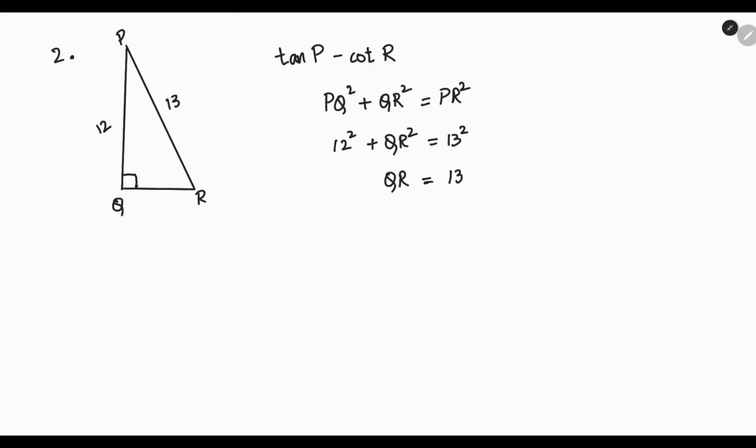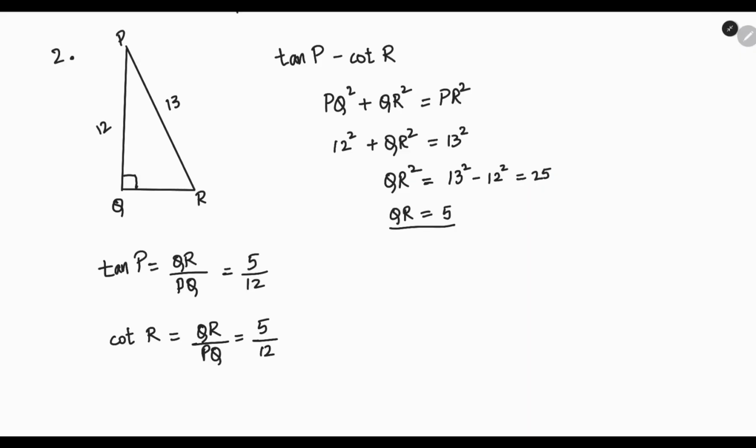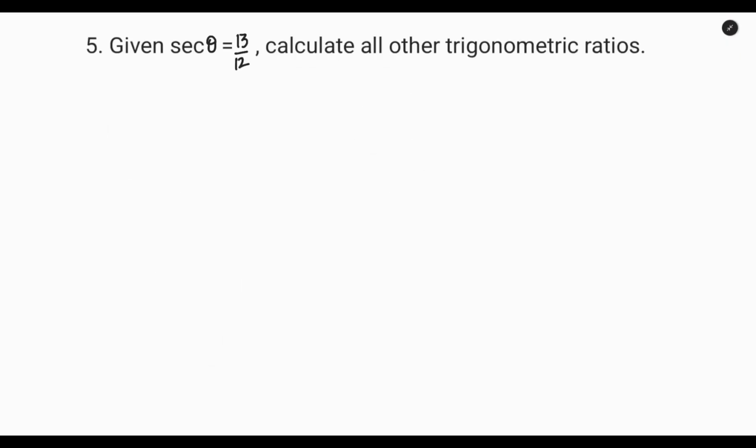Okay. Now we have all the three sides. Now it's very easy to just note down the ratios, which is tan P is opposite side by adjacent side, so 5 by 12, and cot R is QR by PQ, which is 5 by 12. So tan P minus cot R is 0. Okay, so we'll go to the next question.